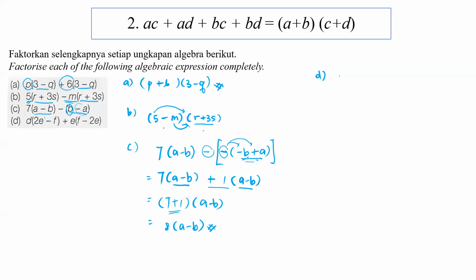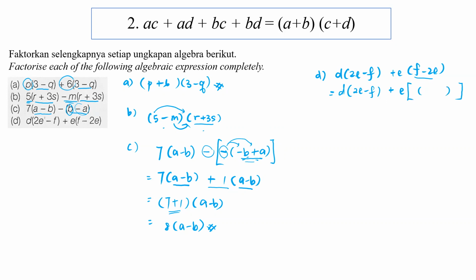The last part, d. For d, we have d times 2e minus f plus e times f minus 2e. Similar problem like c. So what do we do? Let's set 2e minus f. This is the factor that we want. So how are we going to change this one? The round bracket will go through the transformation in the square bracket.